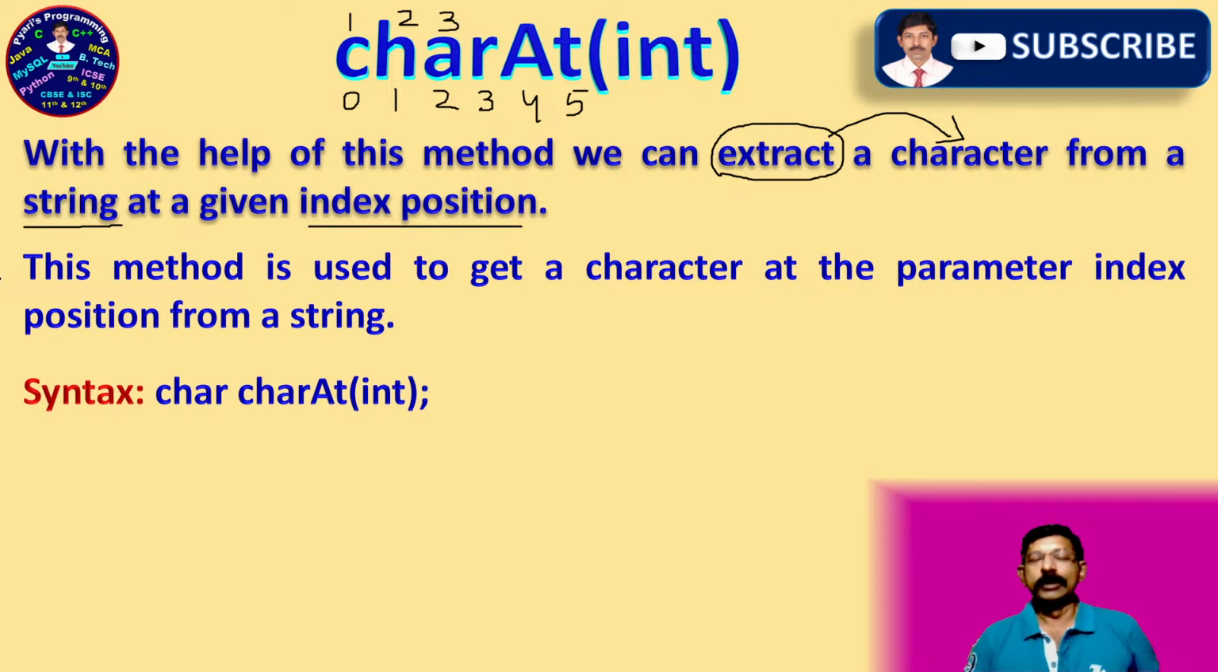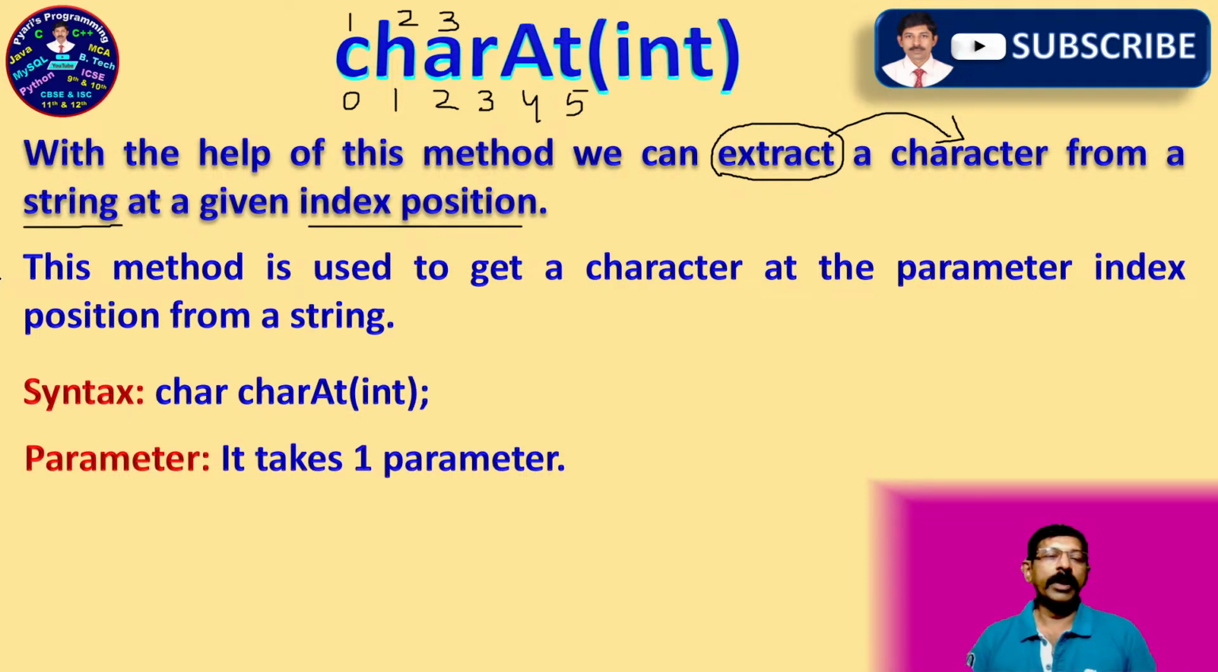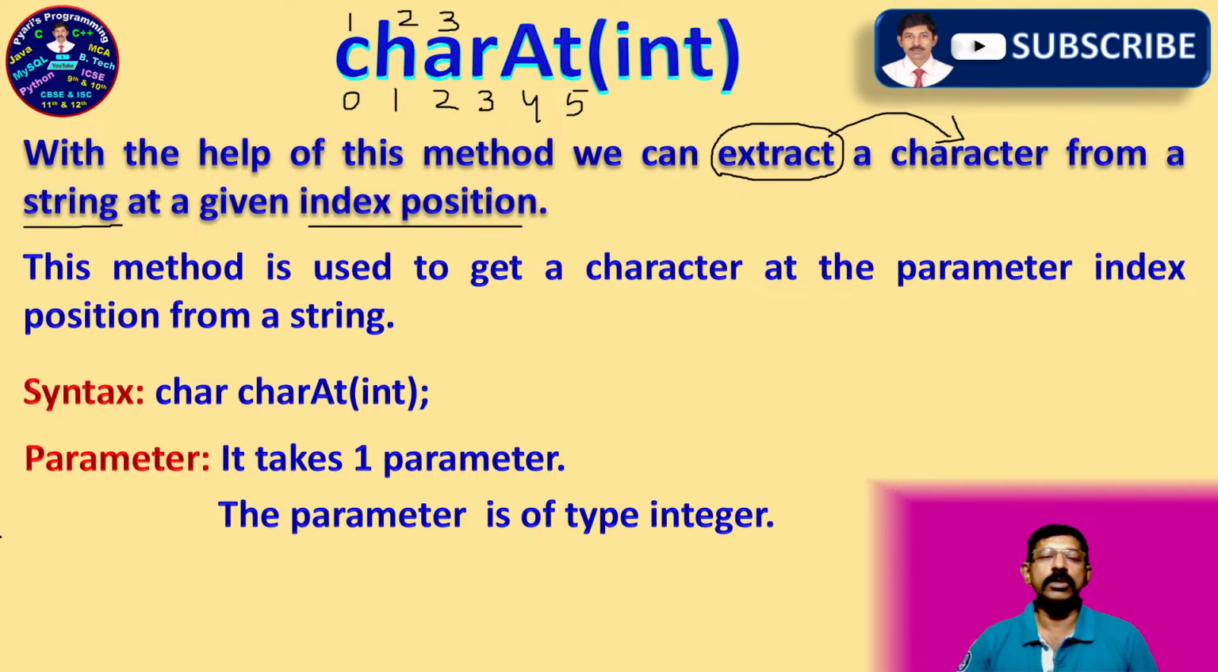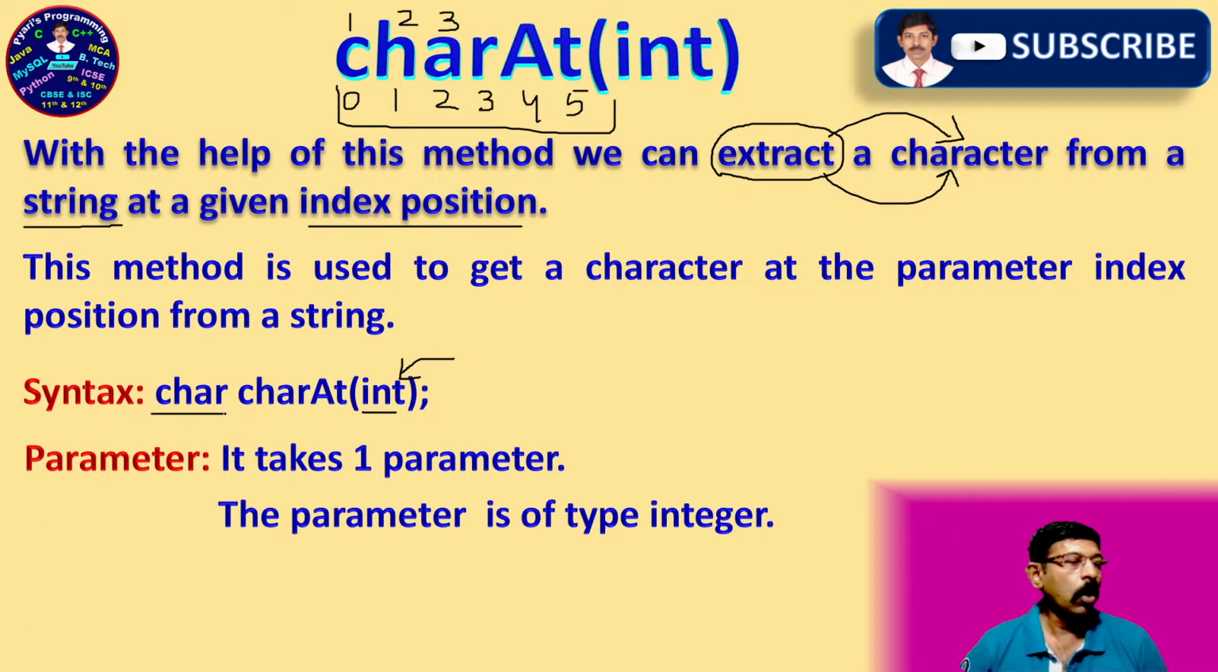Okay, so it takes one parameter. The parameter is of type integer, which is already specified above in the syntax also. Because index position, we have seen, is a number, obviously the parameter must be of type number. It is extracting a character, so obviously its return type will be a character. Everyone understood? Hope I am clear to everyone on how to create the definition.